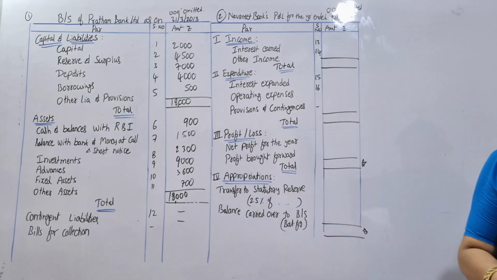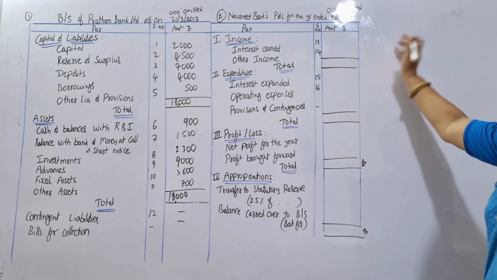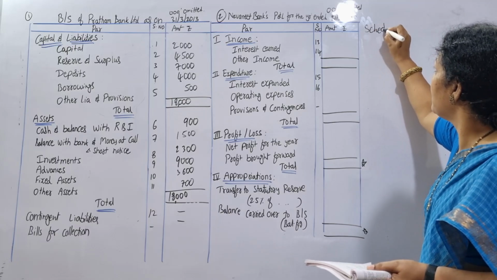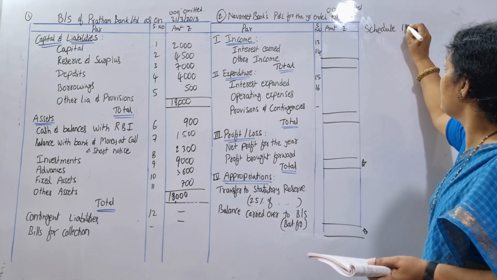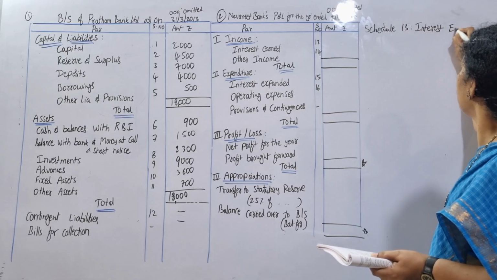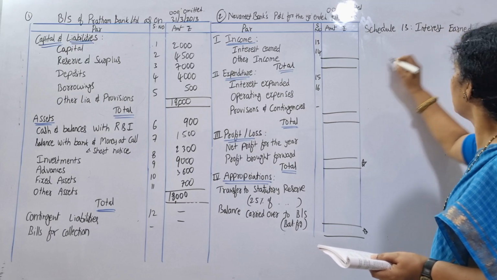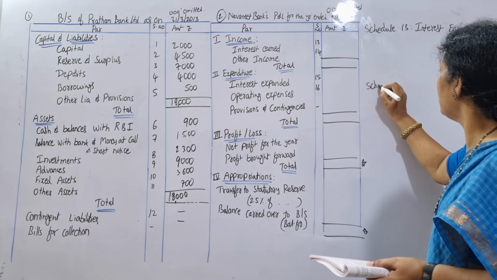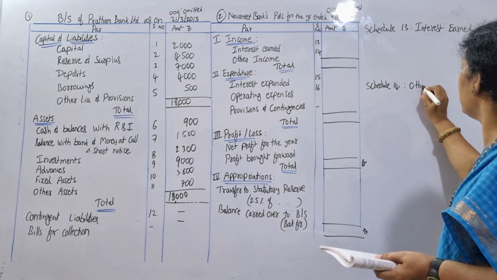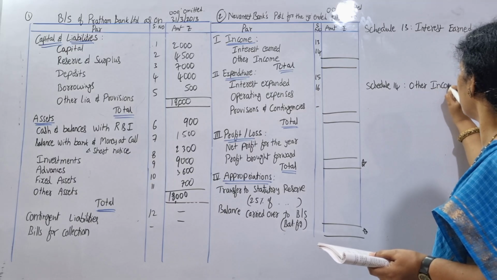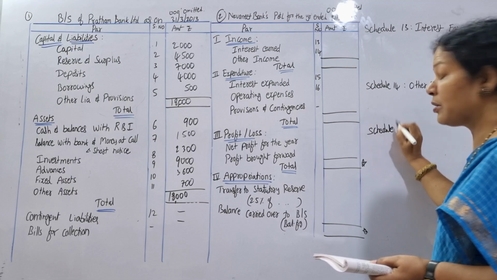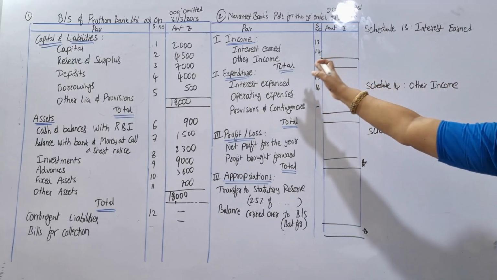First one is interest deposit. We'll write 4 schedules. Schedule number 13, interest earned. In the same way, schedule 14 is other income. Then schedule 15, because we have to show it separately. Amount directly you can post it over there.